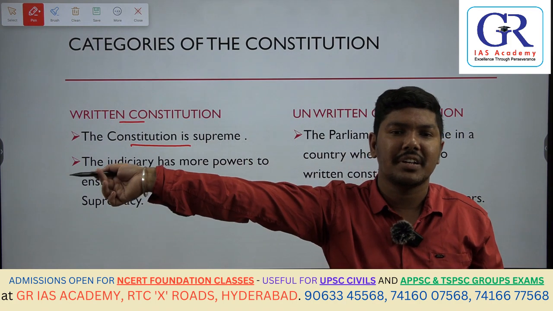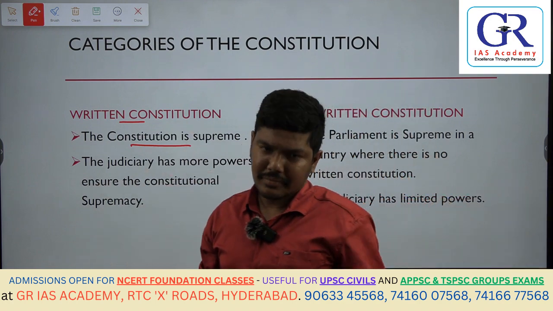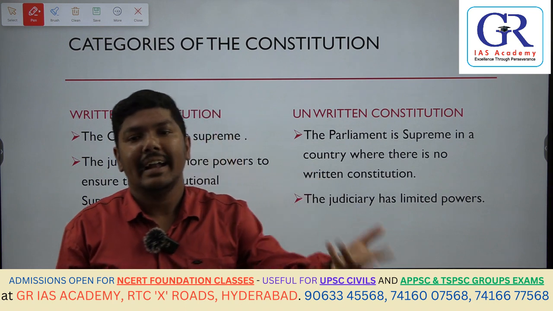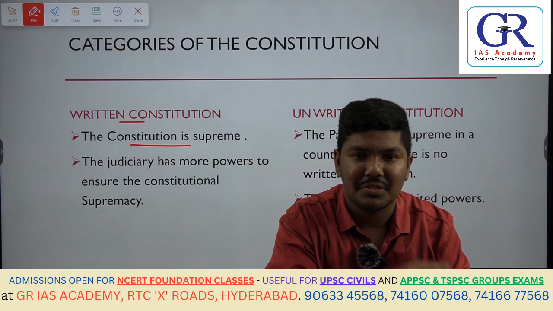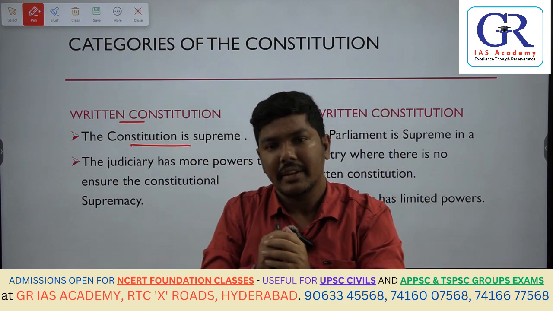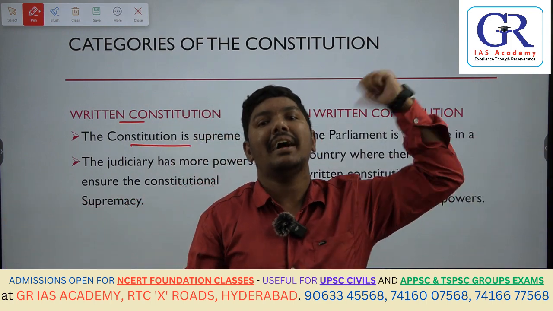Example for written constitution: the Indian constitution, the American constitution. Example for unwritten constitution: the New Zealand constitution as well as the British constitution and then Israel's constitution. In a written constitution, who is supreme? In a written constitution, the constitution is supreme. In an unwritten constitution, Parliament is supreme.